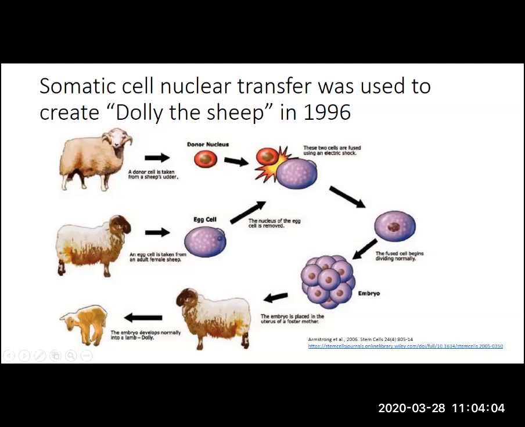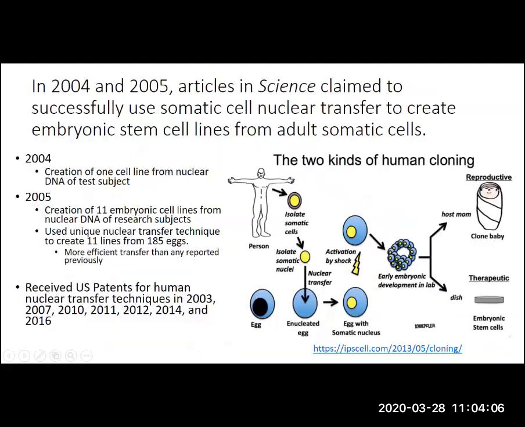So if we take a look at this, what we've got here are two papers that came out in 2004 and 2005 that reported that they were able to successfully use the same technique, somatic cell nuclear transfer, to create embryonic stem cell lines.